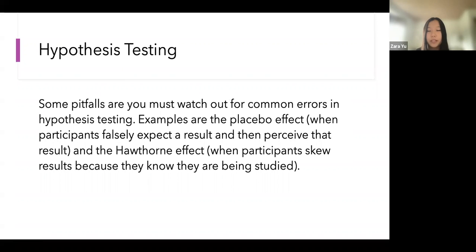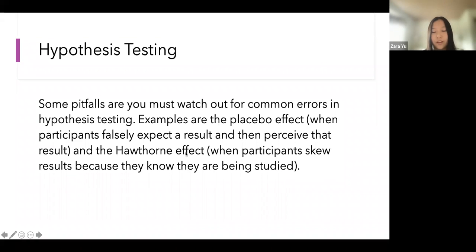One example is the placebo effect. So this is when participants falsely expect a result and then perceive that result. An example I could give for this is if a doctor is giving a patient a sample testing pill, and they tell them it's going to cure some sort of disease they have. There's a chance that it doesn't actually cure the disease, but the patient feels like they're being cured, and they falsely say that it's helping their health, but it's not. That's what the placebo effect means.